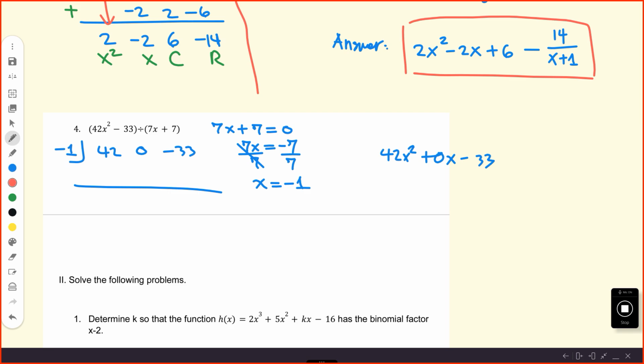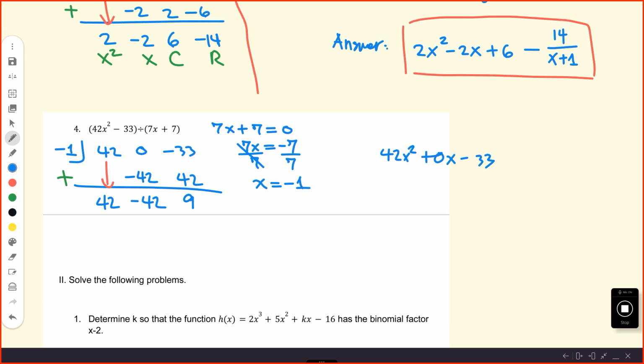All right, so we're going to bring down the leading coefficient, which is 42. And then we multiply that by negative 1. What is that? Negative 42. And then 0 plus negative 42 is the same, negative 42. And then negative 1 times negative 42 is positive 42. And then negative 33 plus 42 is 9.